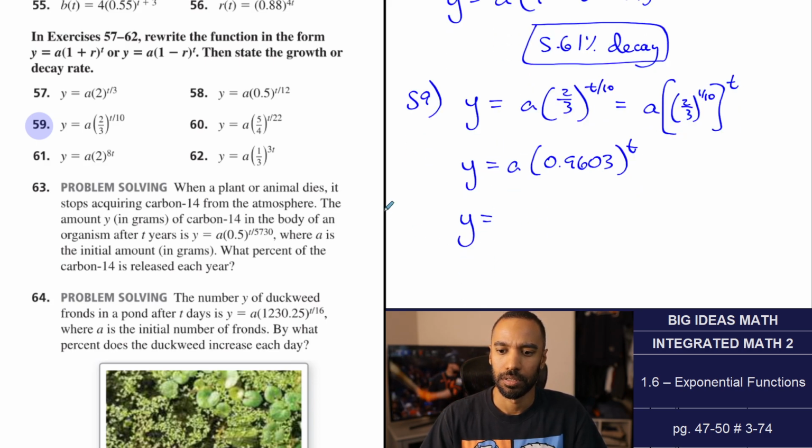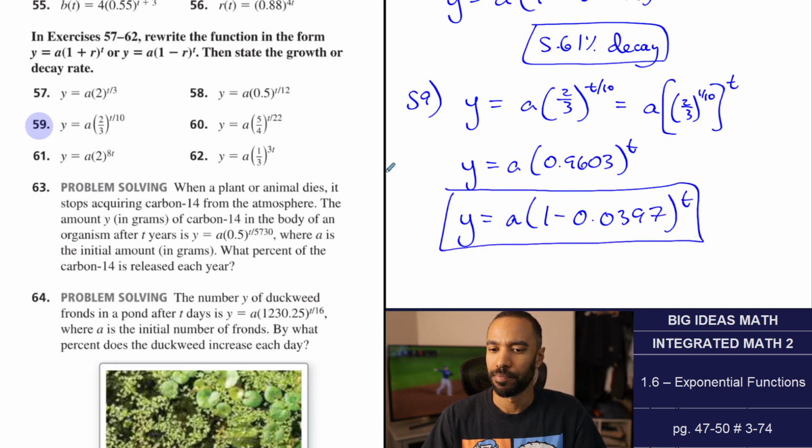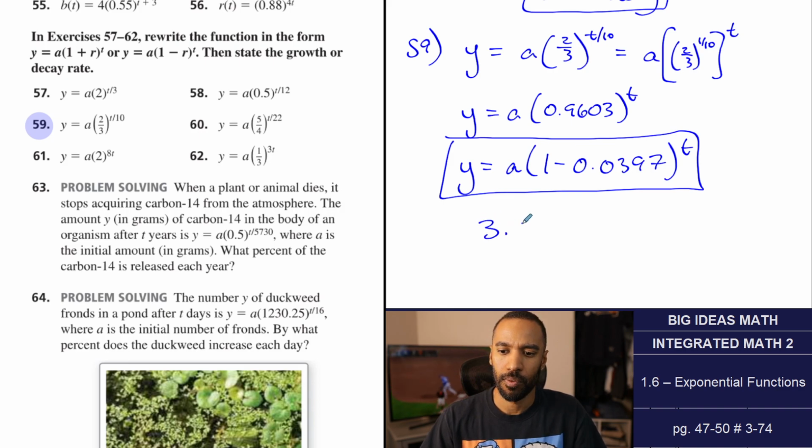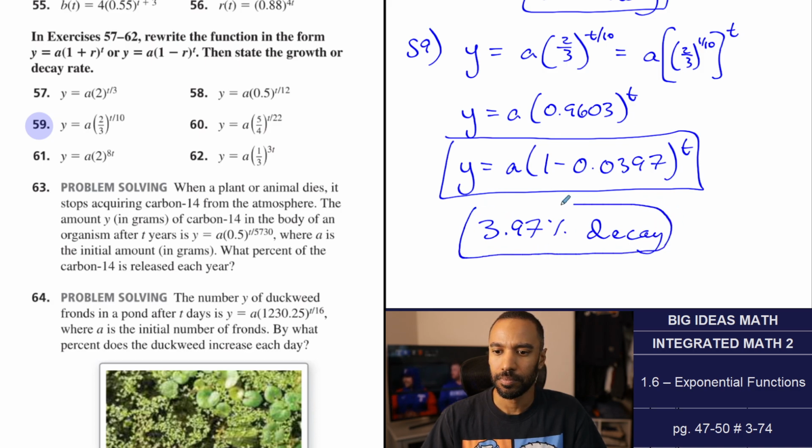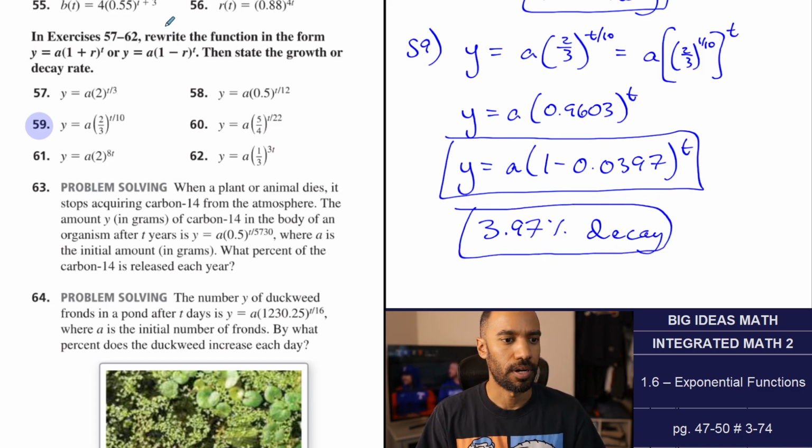So a times 1 minus 0.0397. Okay, so that's written in that form. That makes it a 3.97% decay because it was subtraction from 1. We still have 3 more to go on these ones.